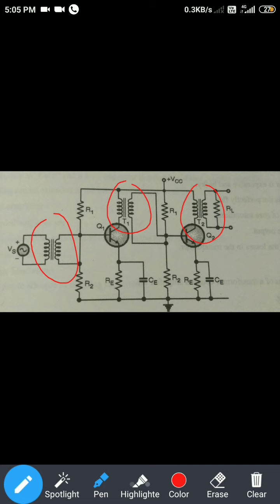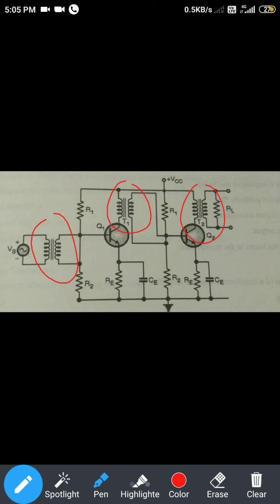stage. T1 and T2 are the coupling transformers you can observe here. These transformers are specially designed depending on the frequency range of operation of the amplifier. Next, the basic features of this transformer coupled amplifier are that it only couples AC signal. That means there is no possibility to couple the DC voltage through the transformer from one stage to another stage. So here the stability factor or the Q factor is not affected.